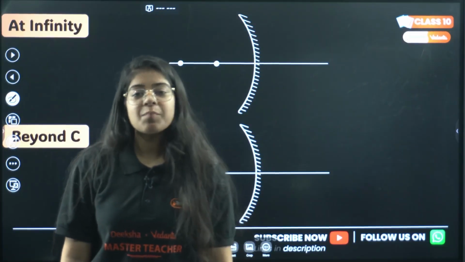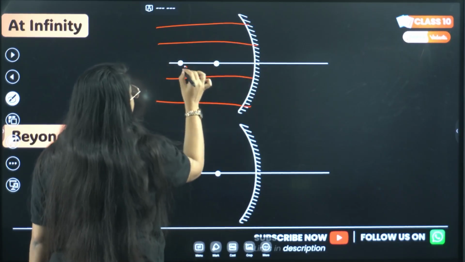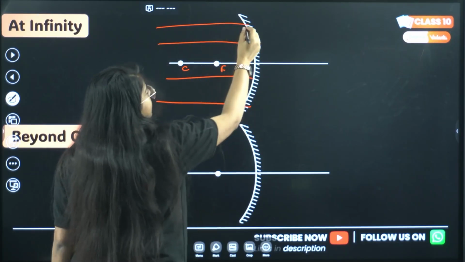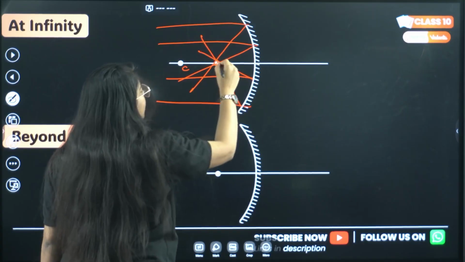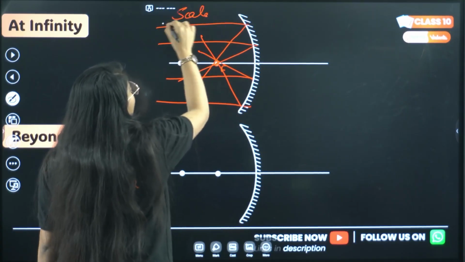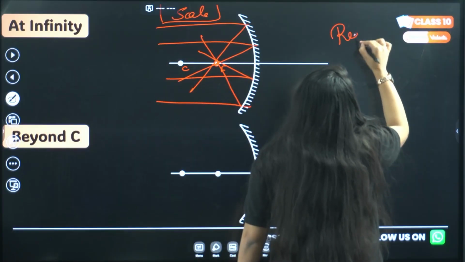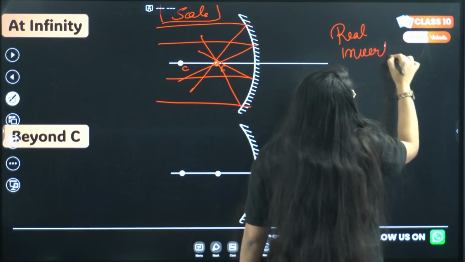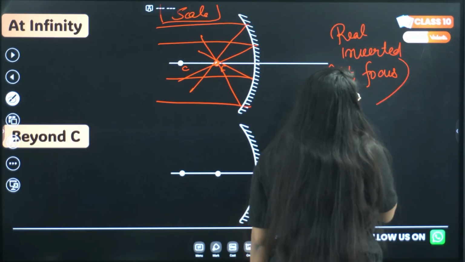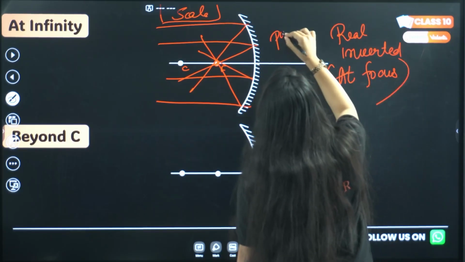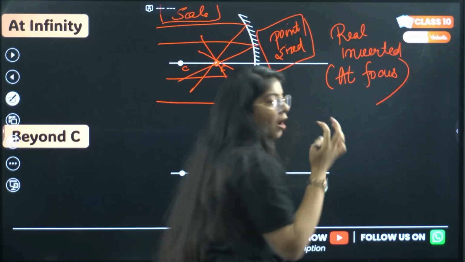Let's see. Firstly, my object is at infinity. From infinity, I know all my rays will come parallel. This is center of curvature, focus. I know when rays come parallel, they converge at focus. This is my focus. I need you to use a scale. Always use a scale while making ray diagrams. Now this is concave mirror. I know the image will be real, the image will be inverted, and the image is formed at focus. In this case my image will be point sized. Correct? My image is point sized.